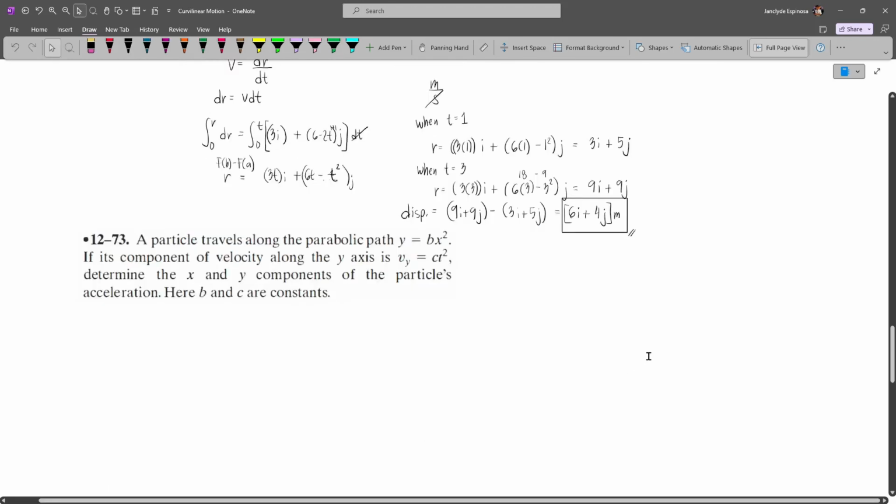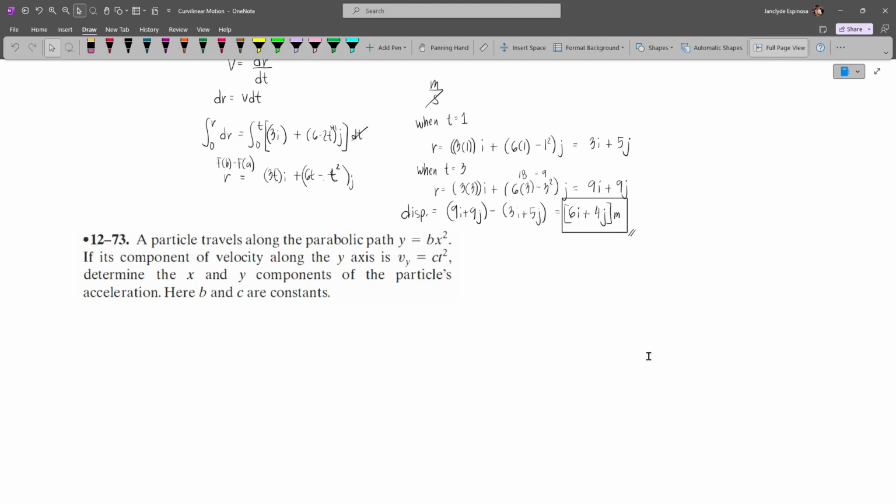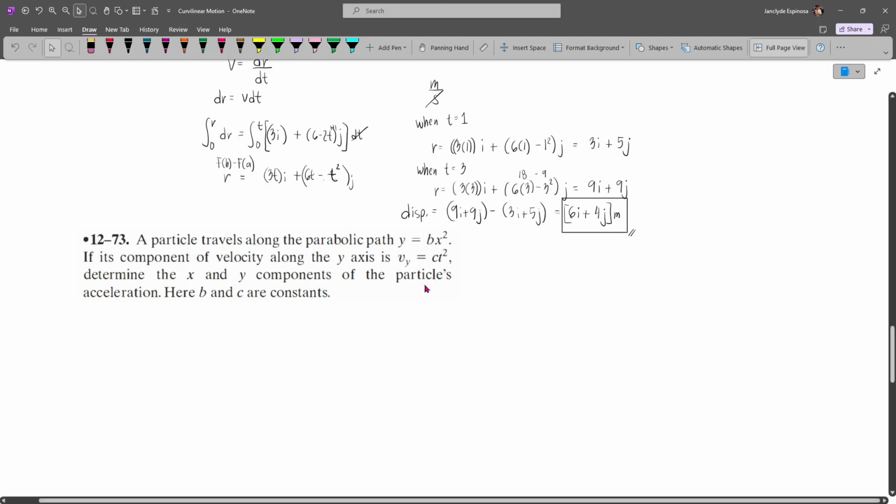Now for the next problem, we have a particle that travels along the parabolic path y equals bx squared, and then if its component of velocity along the y-axis is vy equals ct squared, determine the x and y components of the particle's acceleration.